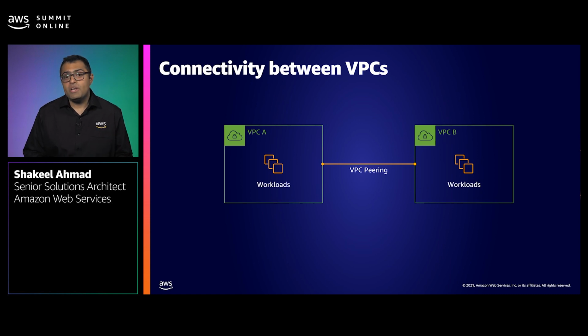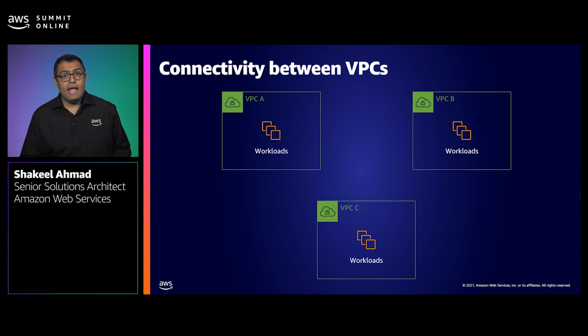Now, the key point to note here is that this is only connecting two VPCs. That is, it's a one-to-one relationship, which is non-transitive. And you should also note that you cannot create a VPC peering connection between VPCs with matching or overlapping CIDR blocks.